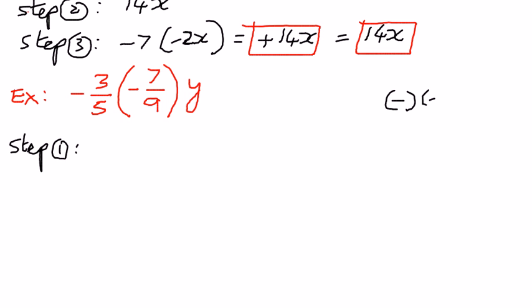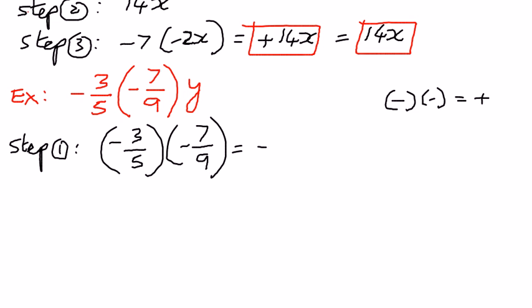Negative times negative is a positive. So negative times negative 3 over 5 times negative 7 over 9. Since negative times negative is a positive, we're going to multiply the numerators, 3 times 7, and multiply the denominators, 5 times 9. When we do that, 3 times 7 is 21, and 5 times 9 is 45. So we could have simplified this right here, or we could also think about it in this manner.